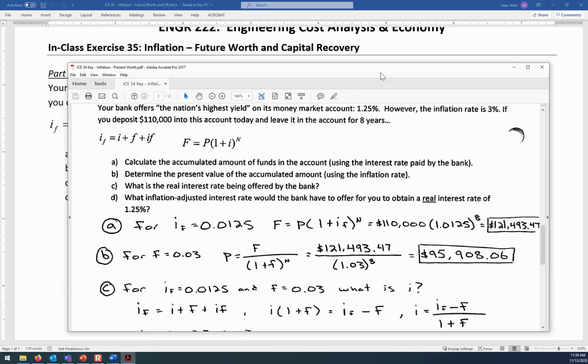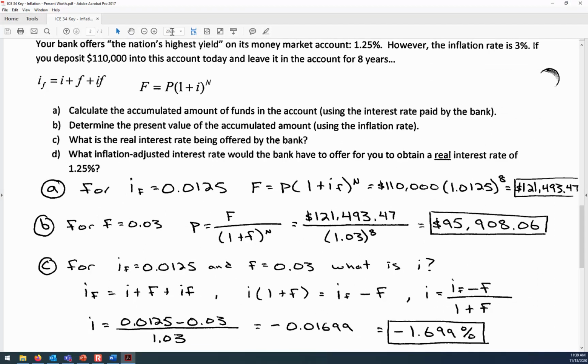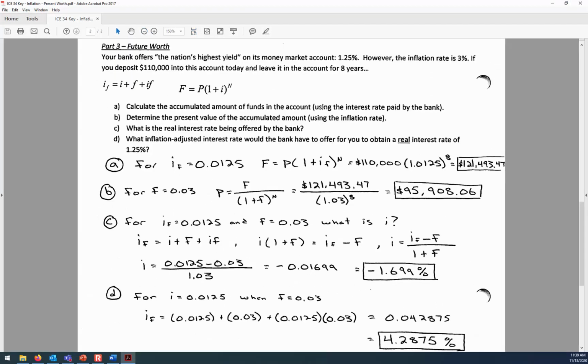All right, this lousy bank. If you take into account the interest rate that the bank is actually paying, then that's going to tell you how many dollars are in the account after 8 years. And so that's why we're using the I sub f. And you put that into the formula, and the future number of dollars will be 121,493. But the bad news becomes obvious in part B. Because if you use the inflation rate, what we're asking in part B is, okay, so this 121,000, that sounds like a lot of money because you only put in 110.